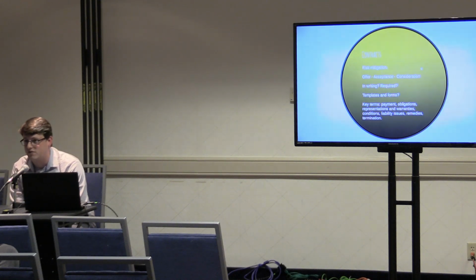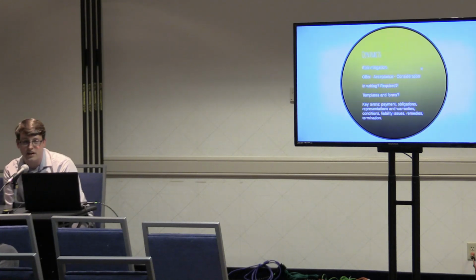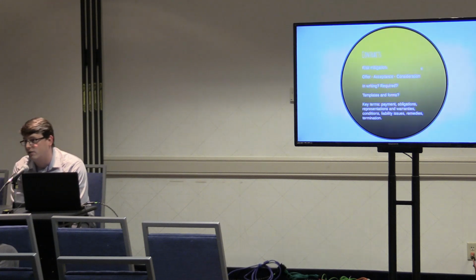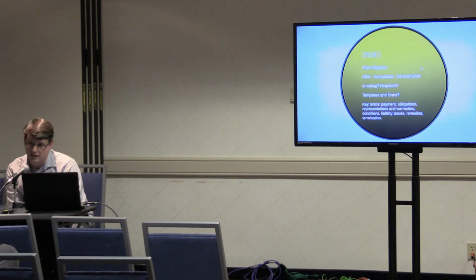So key terms in most contracts: payment or other obligations; representations and warranties, which is basically one party saying to the other, I promise this to be true, and if it's not true, I'm in breach of the agreement. Conditions are things that basically say, if this doesn't happen, I don't have to perform. So if I don't get financing, I don't have to hire you. If my game never releases, you don't have to market it. Those kinds of conditions. Liability issues, this is where you see in every end user agreement you've ever read, we have no liability for X, Y, Z, et cetera.